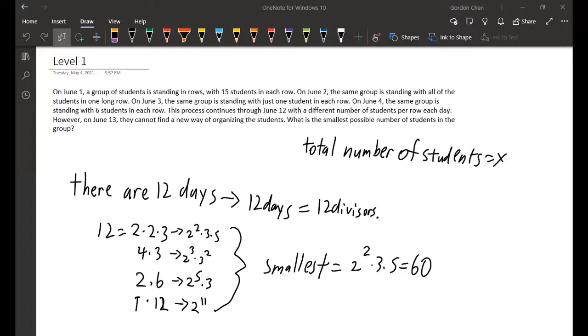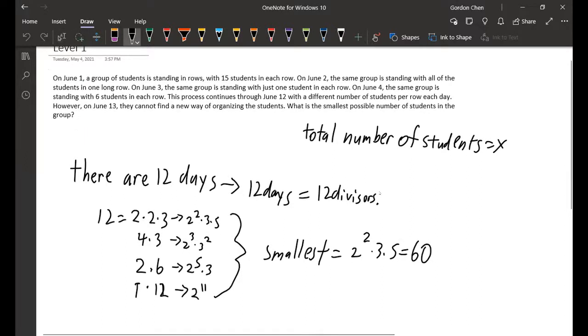Okay, so I'm going to be explaining level 1 and 2 now. So we have level 1. There are 15 students. It starts on June 1st. And we have June 2nd. They stand in one long row. And they stand in 15. Students stand 15 in each row. And then one long row.